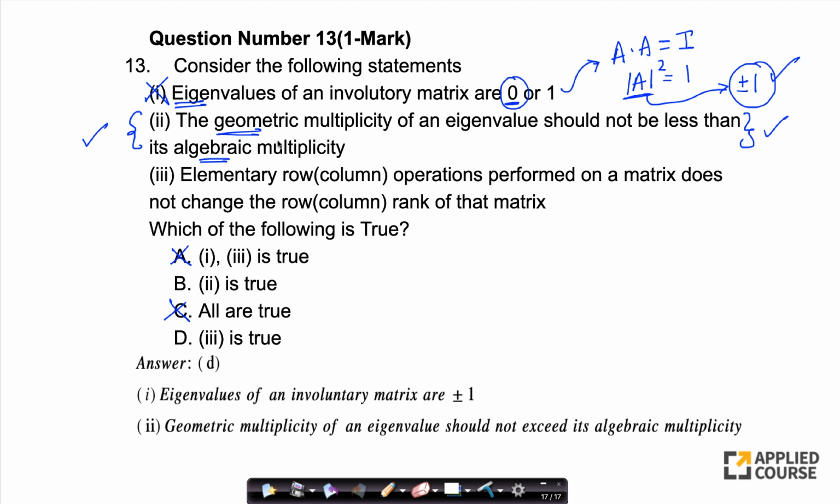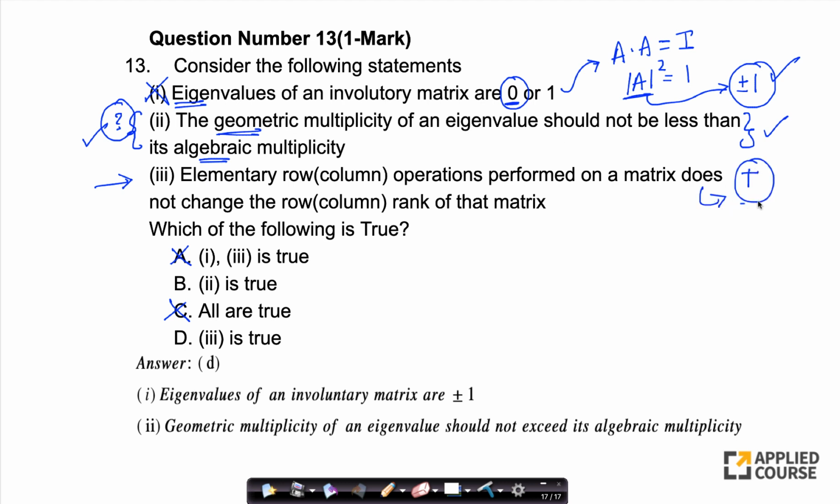Imagine the first time some other new concept is given. Then look at this third option. So this we don't know. Let's keep it there. It's okay. So what is the third statement saying? Elementary row or column operations performed on a matrix do not change the row or column rank of the matrix. We know that this is true.